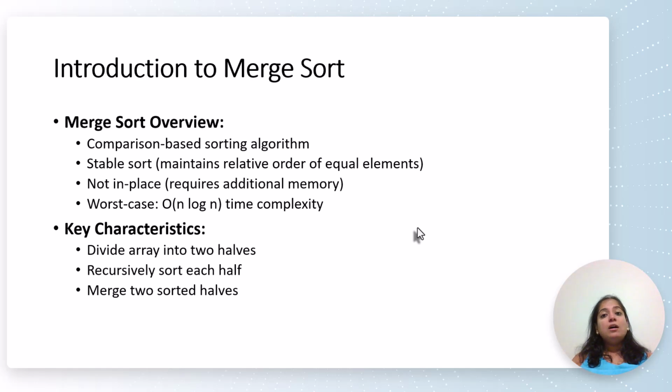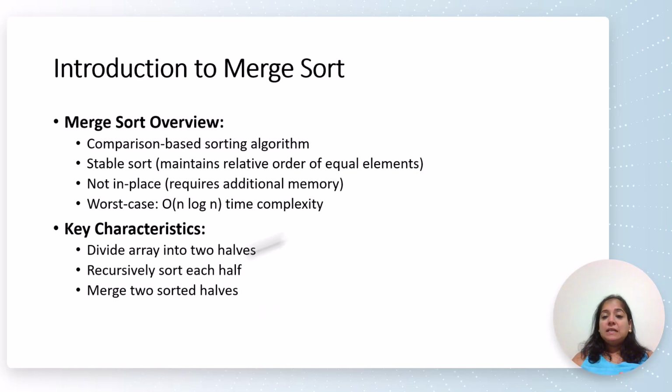Then it is not an in-place sorting algorithm. Unlike bubble sort, selection sort, and insertion sort, which we covered last week, all of which are in-place sorting algorithms, merge sort is not in-place. That means it requires additional memory to perform the sorting operation. The worst case time complexity of merge sort is O(n log n), which is very low in comparison to O(n squared) for bubble sort, selection sort, and insertion sort.